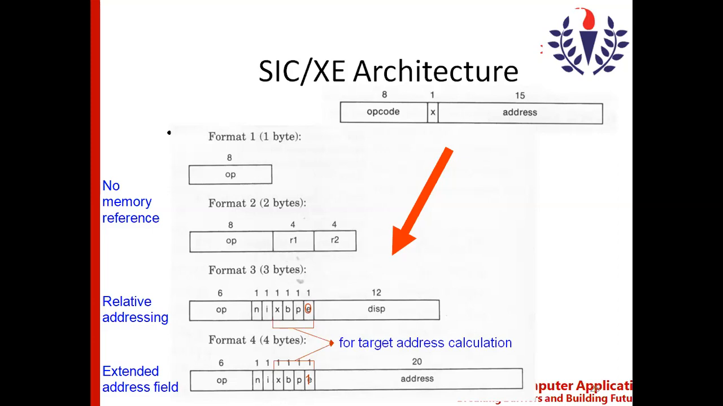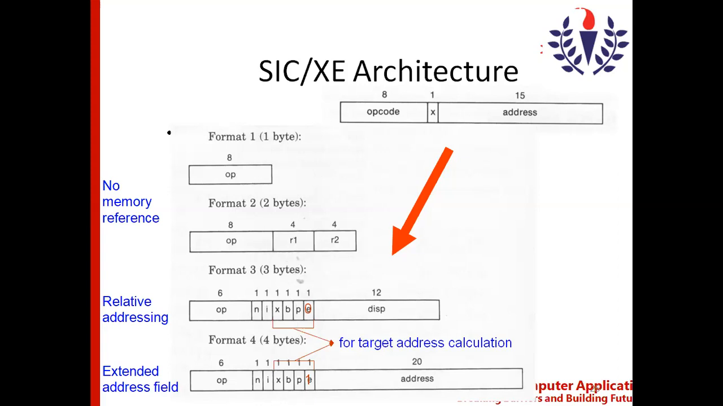And if you look at the E bit, that is the last bit, N, I, X, B, P, E, the E bit decides whether the instruction format falls under format 3 or format 4. If the E bit is 0, it is format 3. If the E bit is 1, it is format 4. Okay? And all these bits are used for target address calculation.